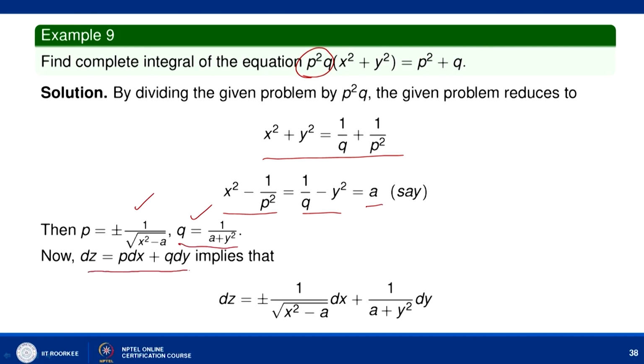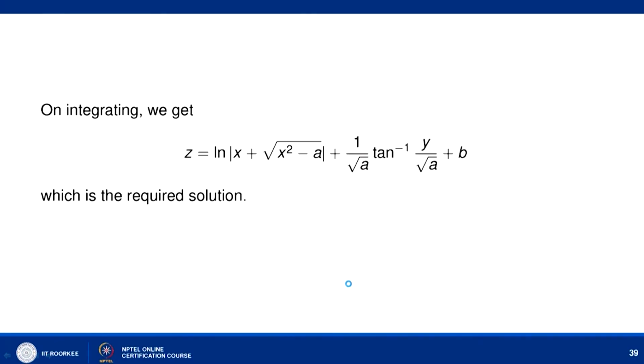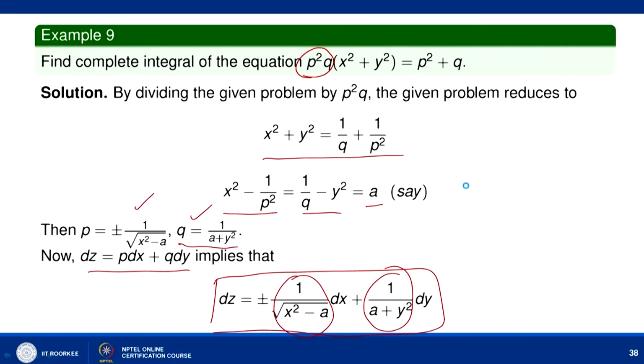You write down dz equal to p dx plus q dy, and when you write it down, we have this equation, and this is quite easy. Dz equal to some integral, this you can integrate, and here also you can integrate, and you can write down your solution as z equal to ln modulus of x plus under root x squared minus a, plus 1 upon under root a tan inverse y by root a, plus some integration constant. So this is the solution. So in case of a separable equation, you separate it out and equate to the constant value.